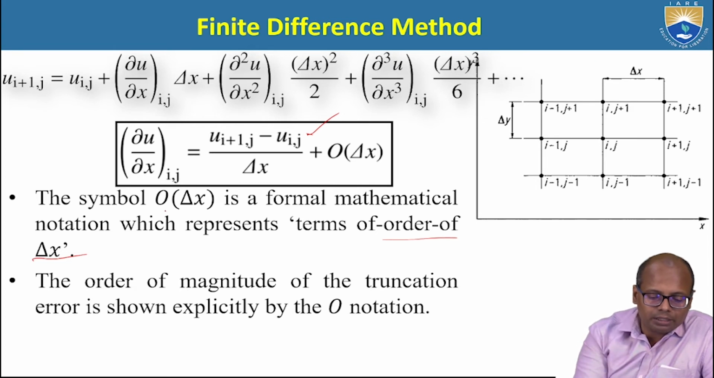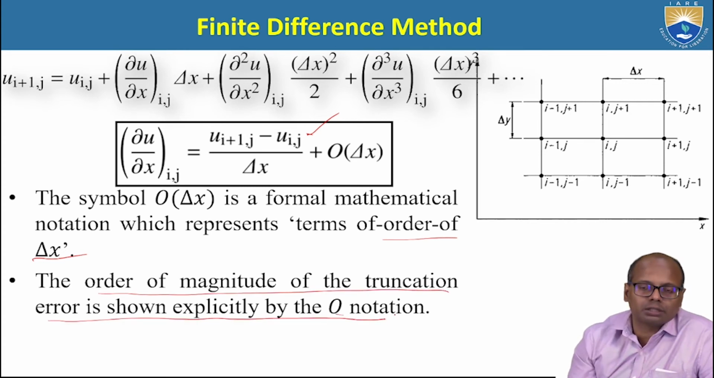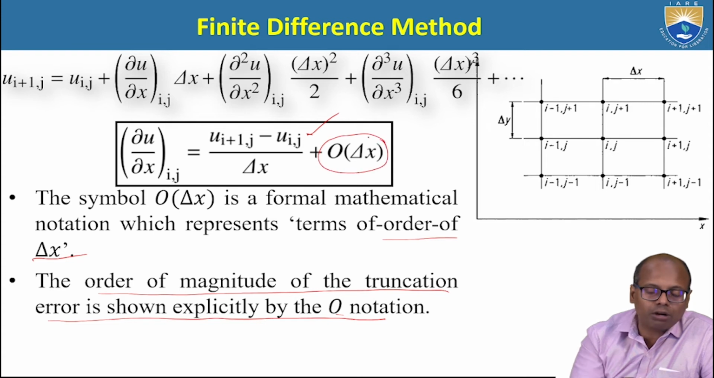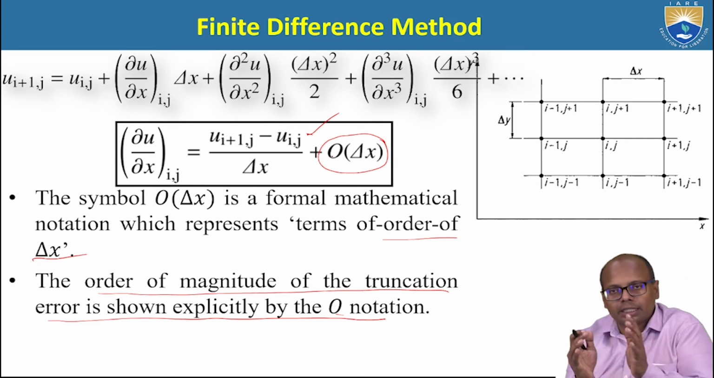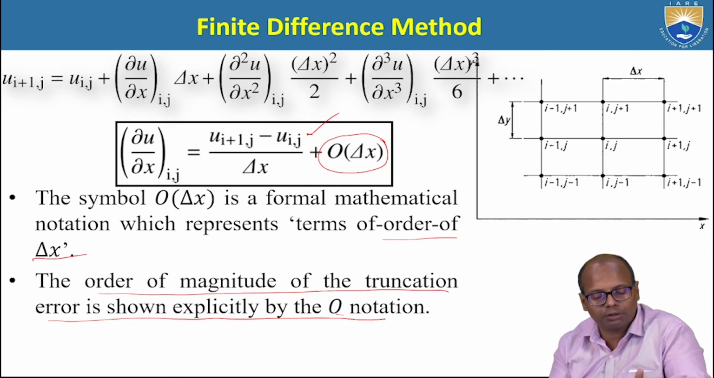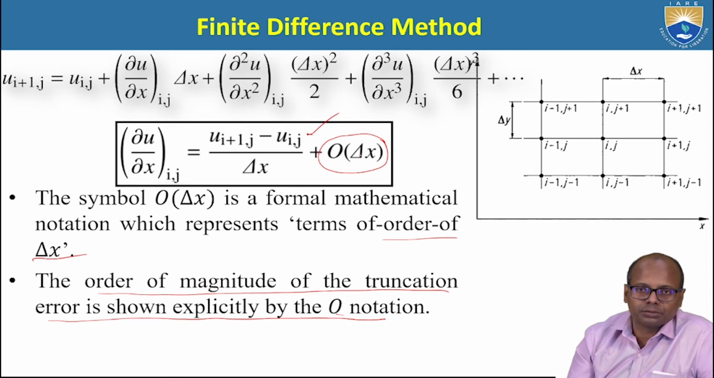Now the order of magnitude of the truncation error is explicitly given by the O notation. So instead of writing any other term, we write the order of accuracy or the truncation error in the form of O bracket. The order from which we start neglecting is delta x.